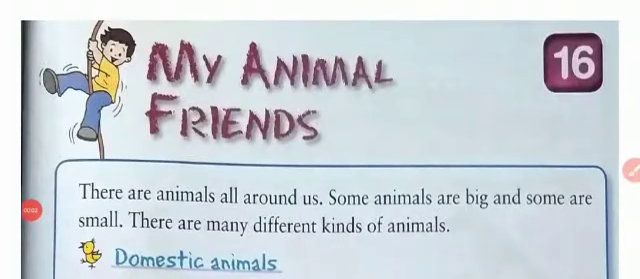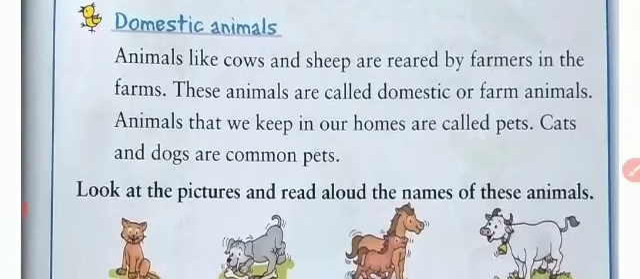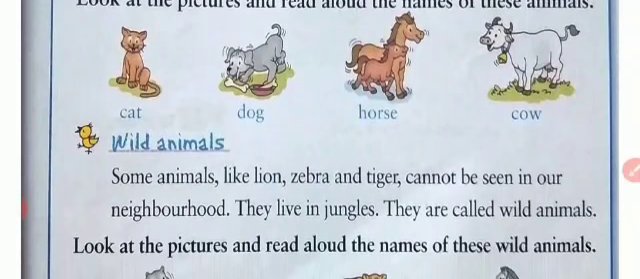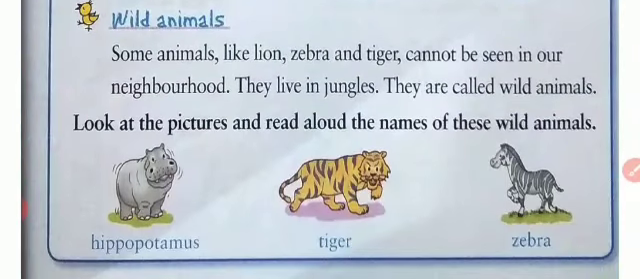Now, today we will discuss the second part of chapter 16, that is My Animal Friends. In the first part, we have already discussed the domestic animals. What are they? They are cat, dog, horse and cow. And we have already discussed the wild animals, those who live in the jungle. That means hippopotamus, tiger and zebra.